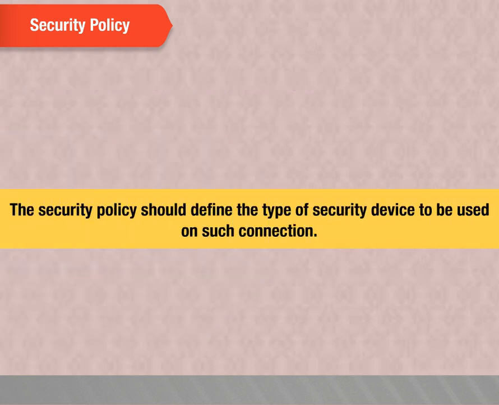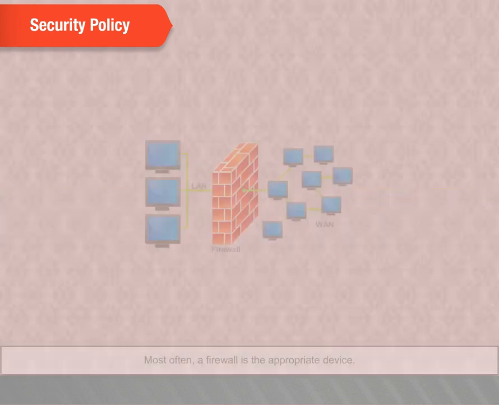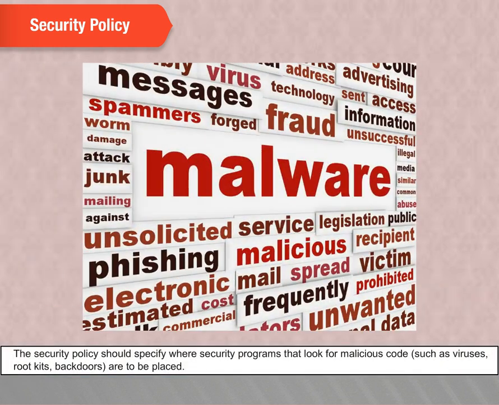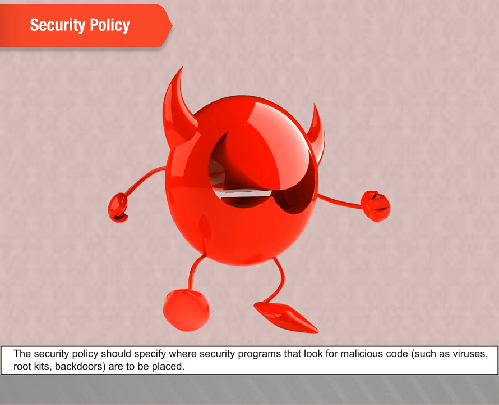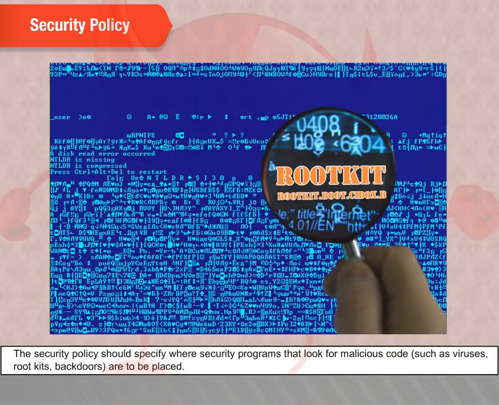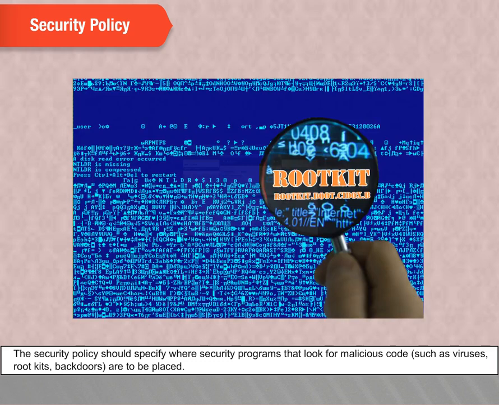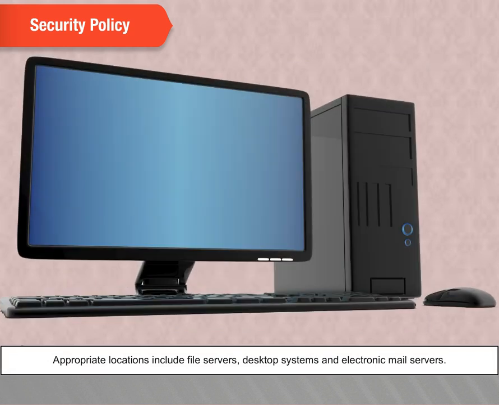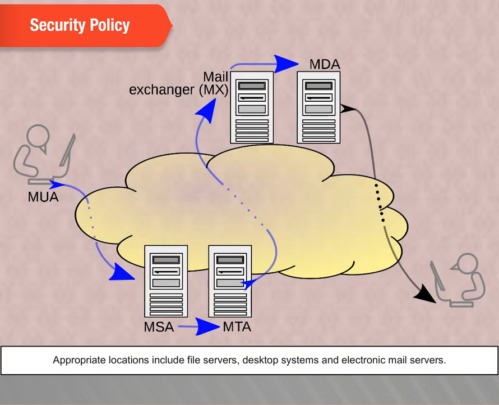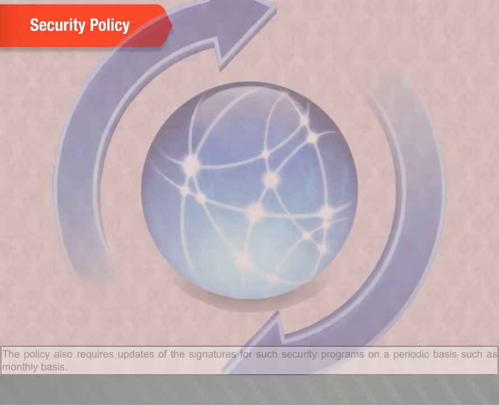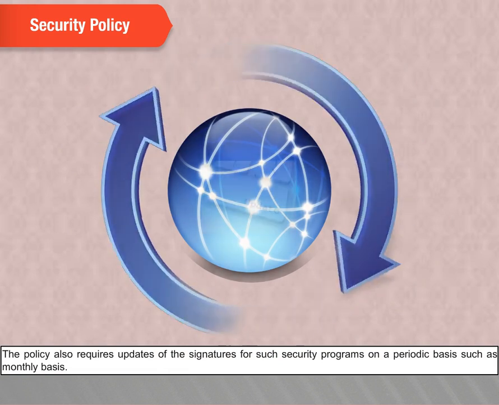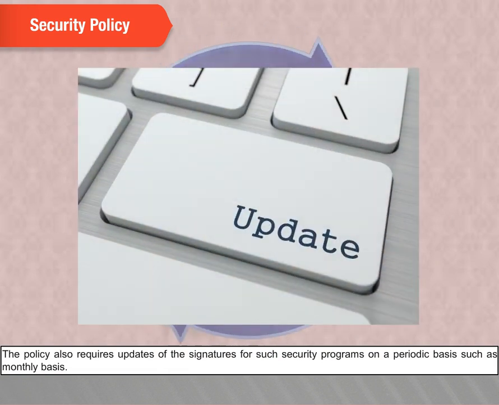The security policy should define the type of security device to be used on such connection. Most often, a firewall is the appropriate device. The security policy should specify where security programs that look for malicious code, such as viruses, rootkits, backdoors, ought to be placed. Appropriate locations include file servers, desktop systems, and electronic mail servers. The policy also requires updates of the signatures for such security programs on a periodic basis, such as monthly basis.